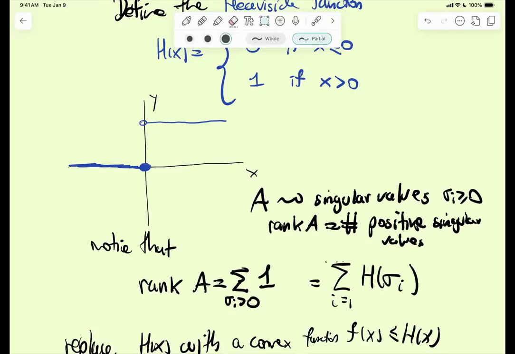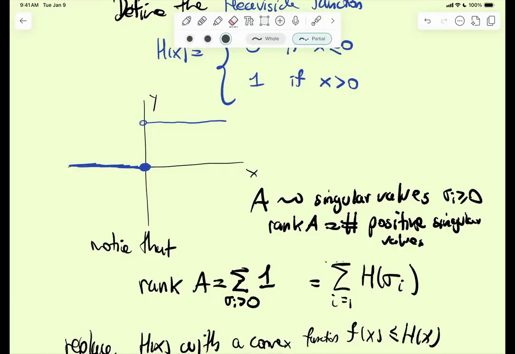So a nice way to think about the rank of a matrix, and the advantage it has, like what you were just saying, is that you don't have to restrict the values of the sum. You can just go over all values. It's just a sum of Heaviside functions evaluated at the singular values of the matrix.